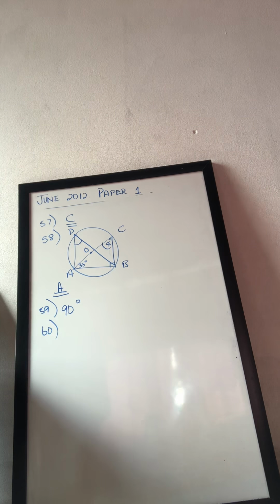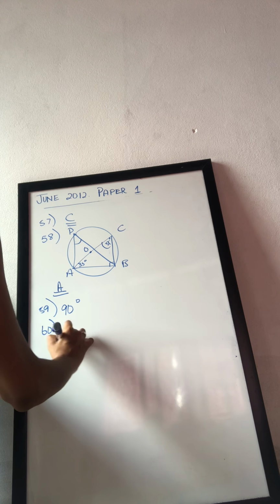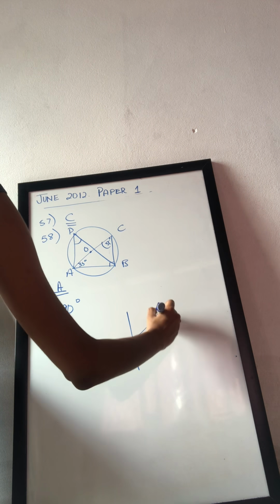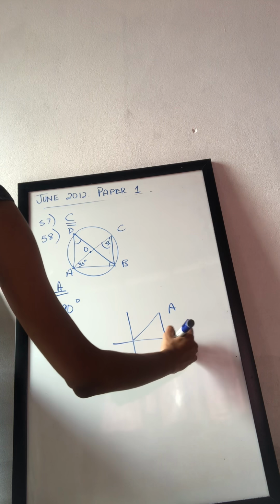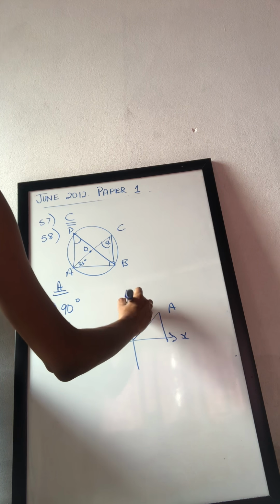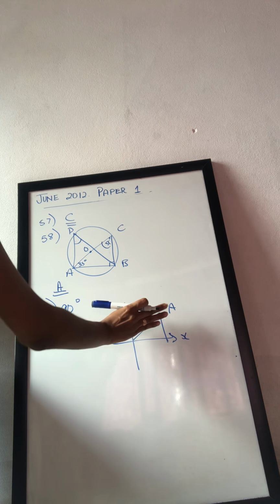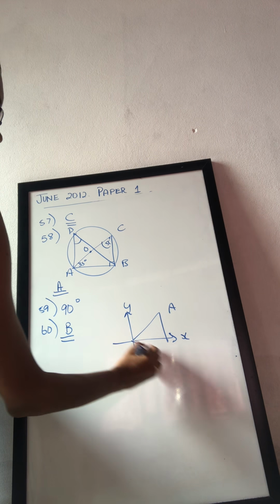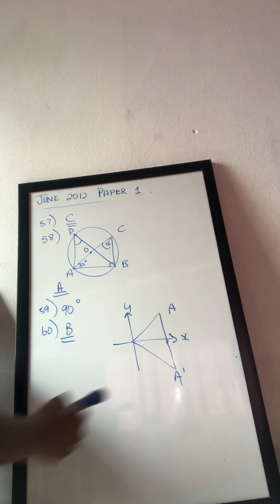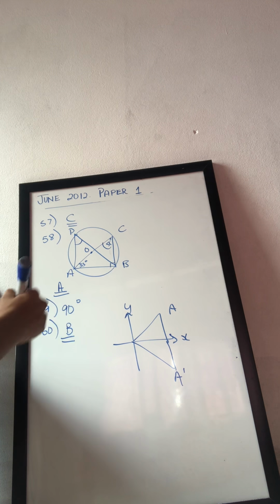So for 60, which of the diagrams would show a reflection in the x-axis, it would be B. Right? Now if we have a diagram like this, which is A, this is our x-axis, here is our y. So a reflection in the x-axis means that this figure would be flipped here. So we would have A prime here. So the answer would be B for number 60.